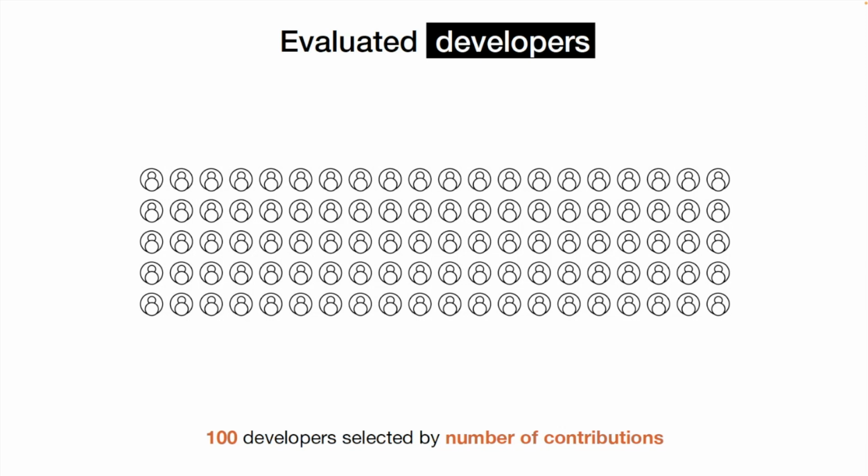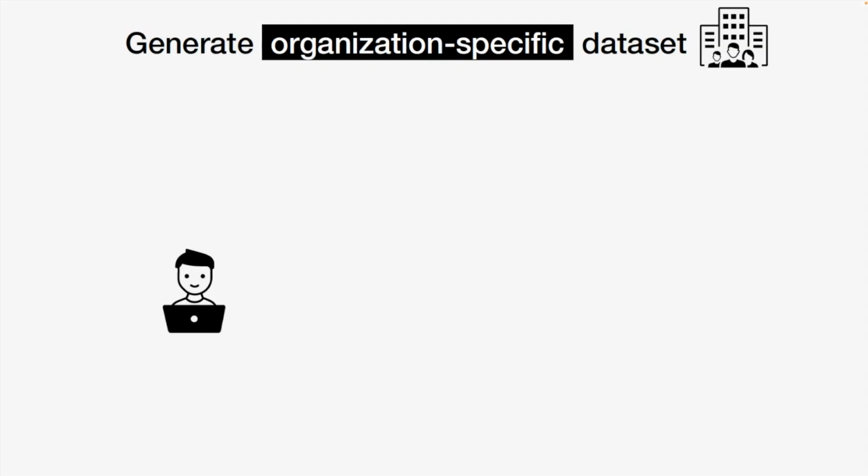Now, for each developer, we also generate an organization-specific dataset. Why do we do that? Because we want to understand whether it's more worthwhile to have a single model for a single developer, so a developer-specific model, or an organization-specific model. In the first case, it will be more difficult to maintain because we will have several models to maintain. In the second case, it will be easier since we will have just one model that can be used by all the employees of that organization.